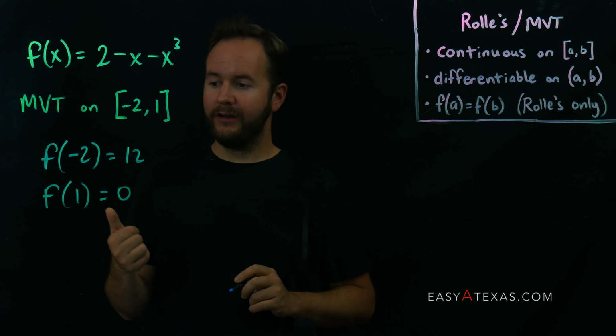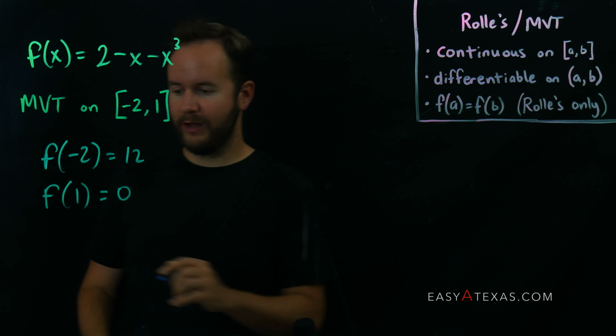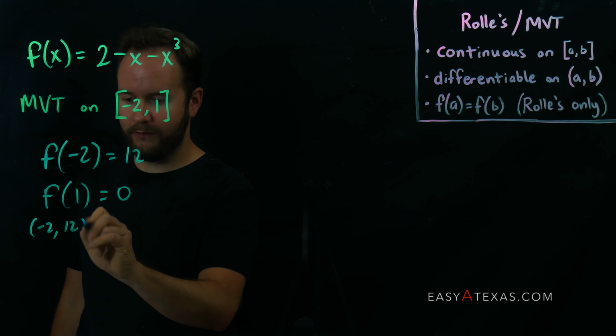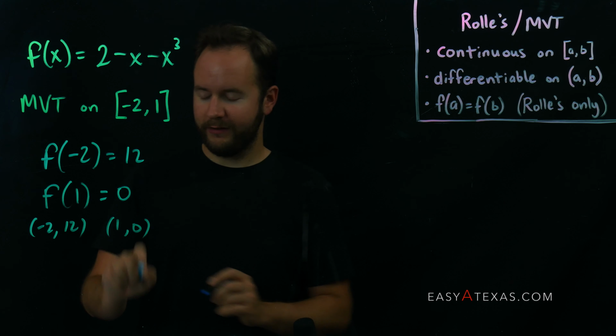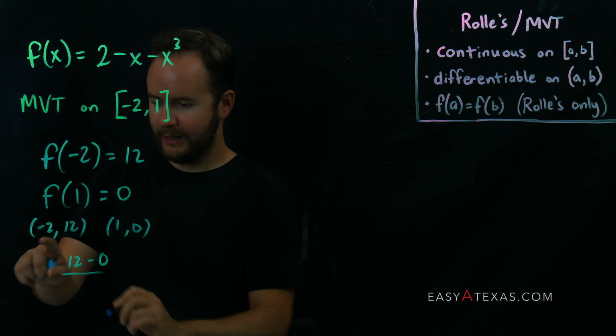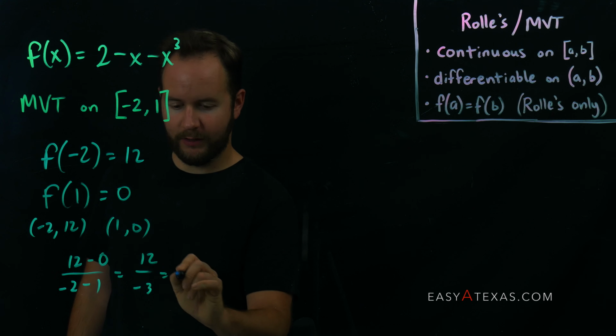Okay, now I need to find the slope of the line connecting these points. So I have 2 points. One of them is negative 2, 12, and one of them is 1, 0. What is the slope? I'm going to do 12 minus 0 divided by negative 2 minus 1. This is going to give me 12 divided by negative 3, or negative 4.